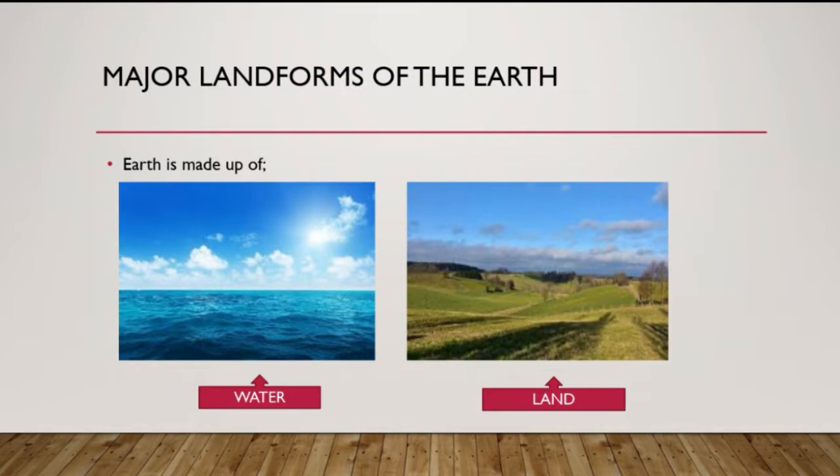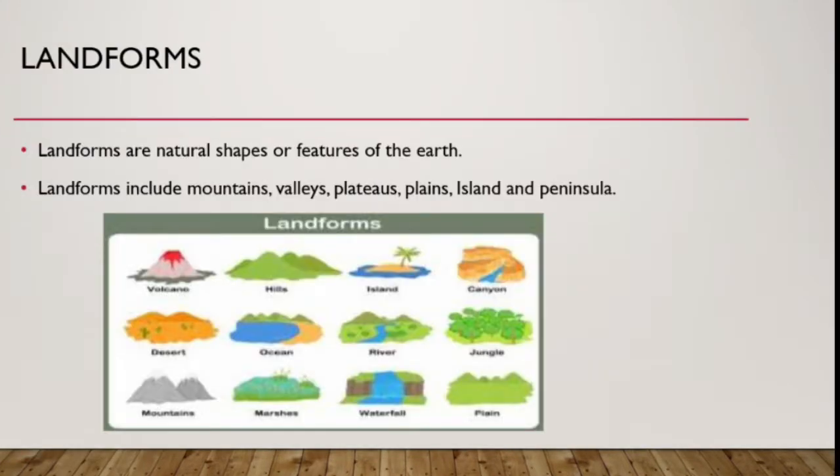Landforms, students, are natural shapes or features of the Earth, and they include mountains, valleys, plateaus, plains, islands, and peninsulas. As you can see in the image here, you can read it by yourself in order to concentrate.